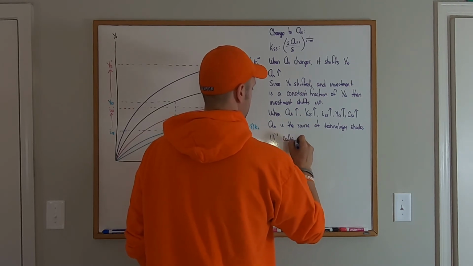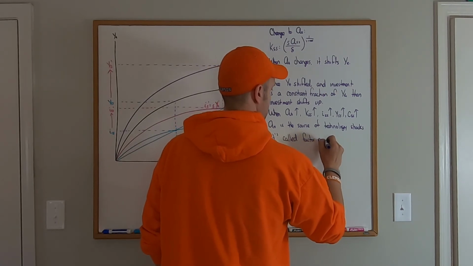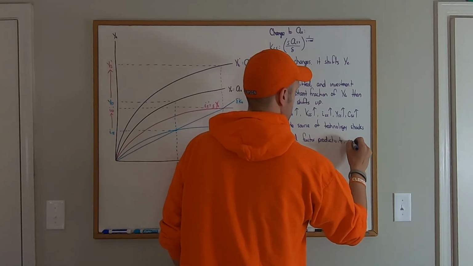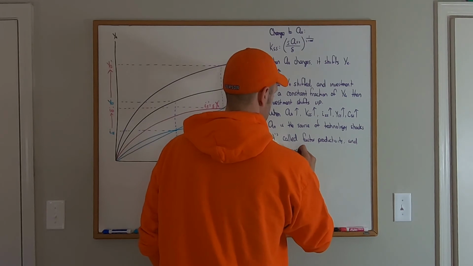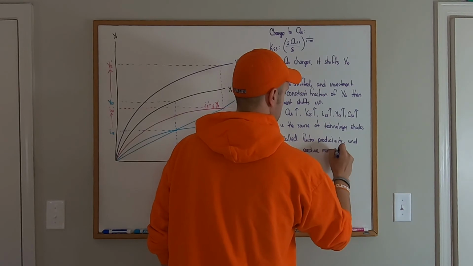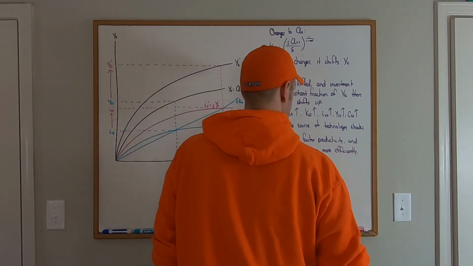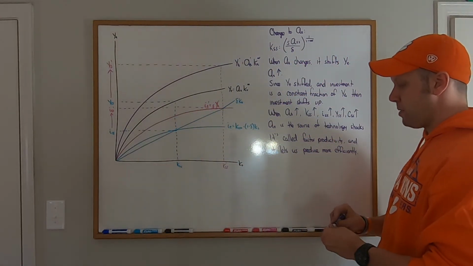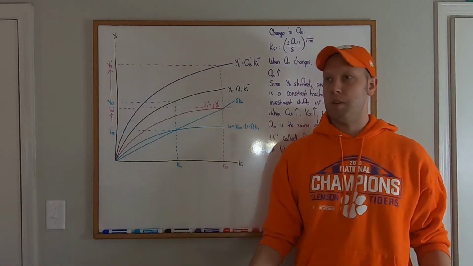Called total factor productivity, and it lets us produce more efficiently. So if there's a total factor productivity shock, what happens is there's an invention, there's an idea, there's something new that's created, something new that's generated within the economy.